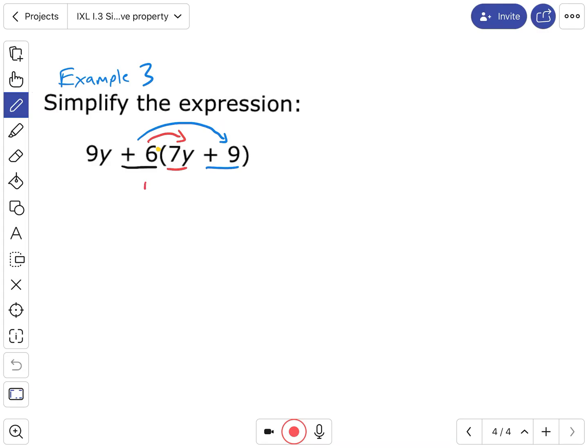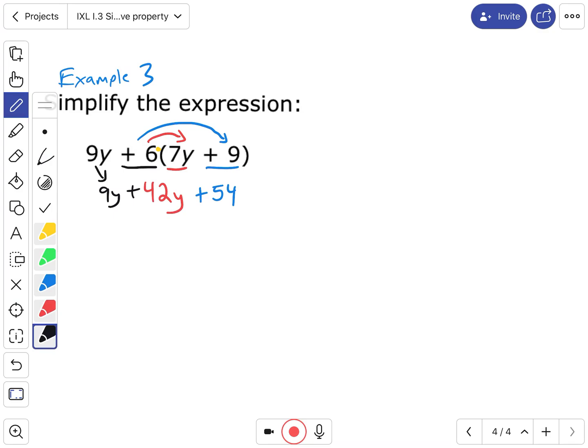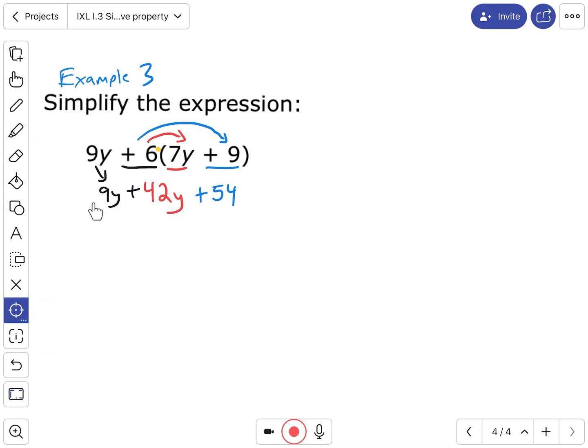Okay, so 6 times 7 is 42. Can't forget the y. Positive 6 and a positive 9 is a positive 54. And we're going to bring down this 9y. Now notice there's no sign in between, so we need to add the plus. Usually when you have a term in front, the leading term, if there's no sign, it's a positive, but usually we don't write that. But whenever there's two positives between each other, we definitely need a plus to separate them. And so that will lead to underlining like terms and combining. And so that's going to be 51y, and then bring down this 54, and we are done.